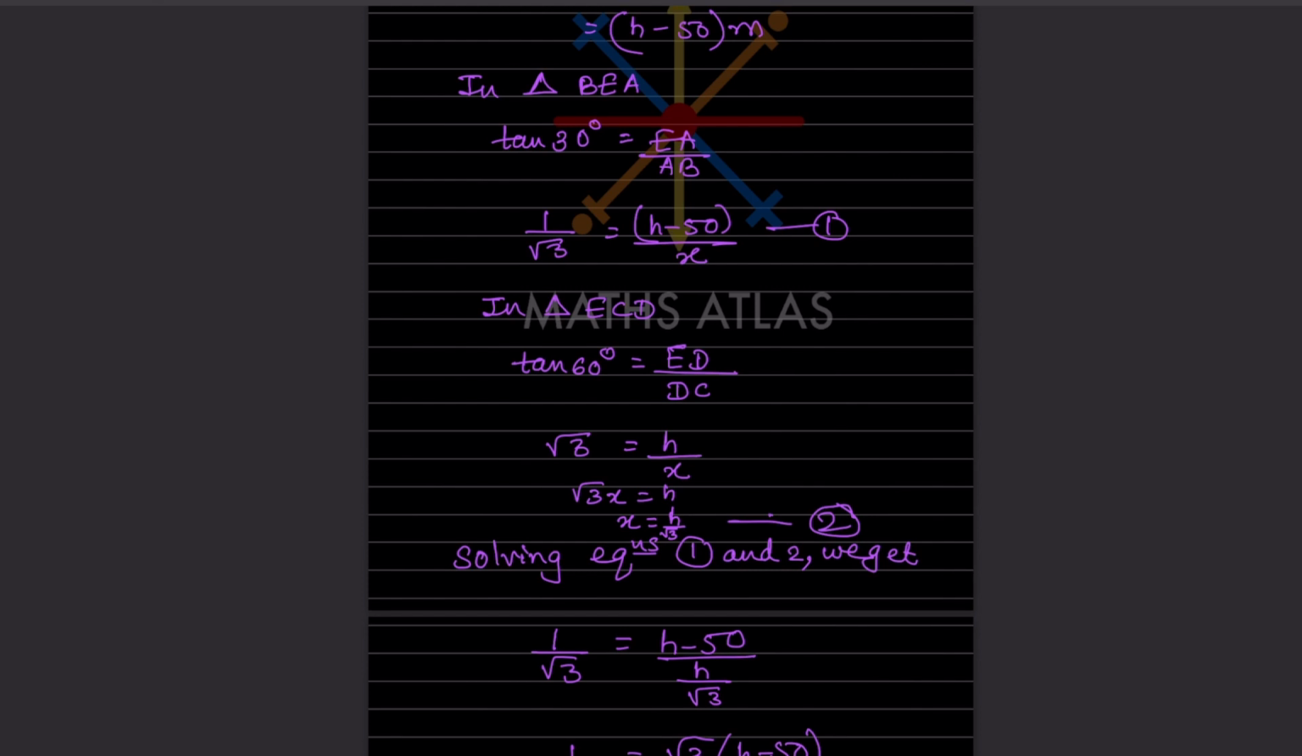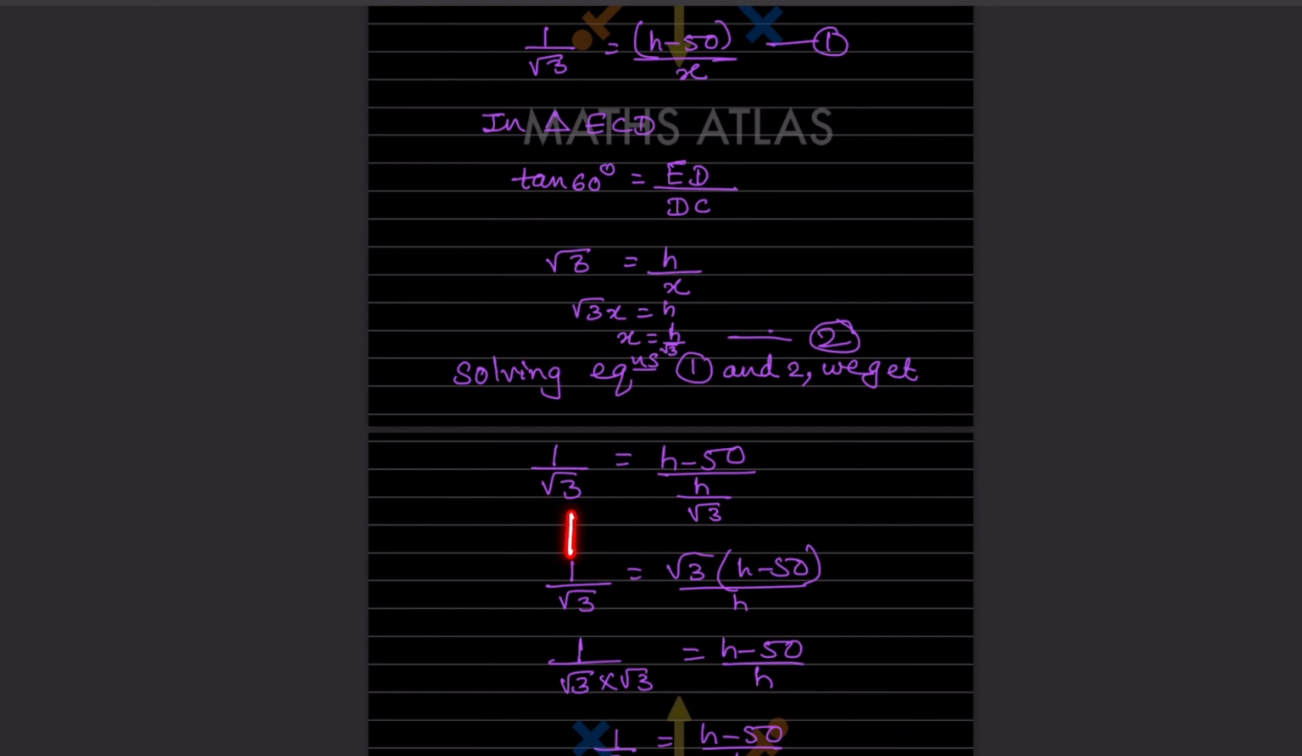So when we are solving equation number 1 and 2, what do we get here? This is 1 and this is 2. So 1 by root 3 is h minus 50 in place of this x. So what are you going to write in place of this x? You are going to write x we got as h by root 3.